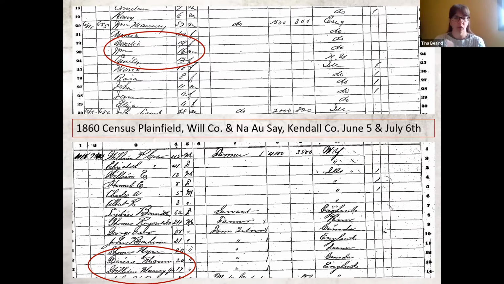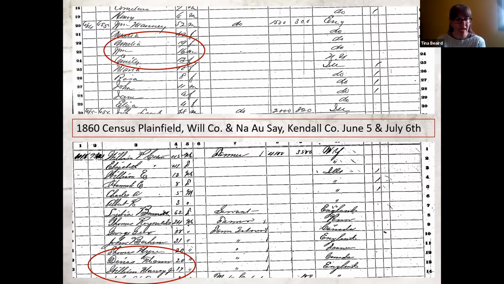William was 16 years old. School had let out. Summer months had begun. He had gone to work on the Caton Farm, Stockyard Farm, which was across the street. Well, they lived right on the county border. So William is counted twice. So he's counted in Kendall County on June 5th, living with mom and dad, and he's 16 years old.